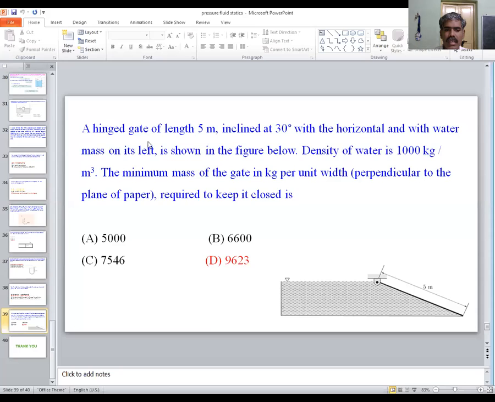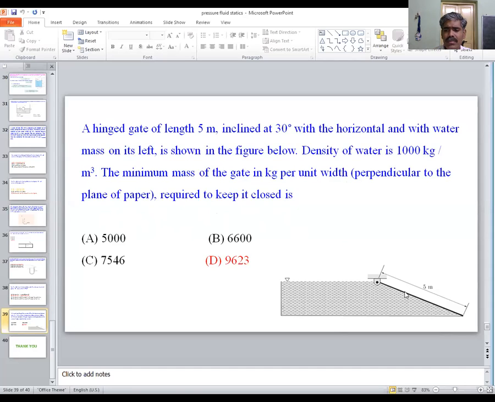A hinged gate of length 5 meter inclined at 30° with the horizontal, with water mass on its left, is shown here. The density of water is 1000 kg per meter cube. What is the minimum mass of the gate in kg per unit width perpendicular to the plane of the paper required to keep it closed? The options are given as A, B, C with some values.